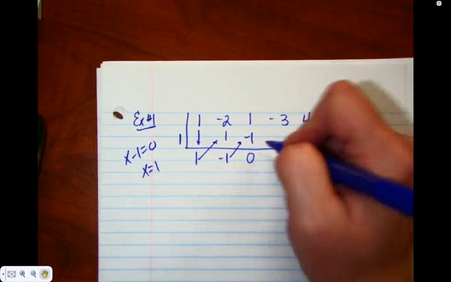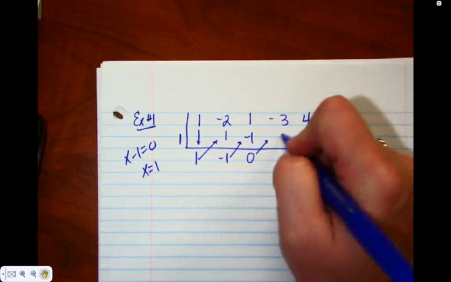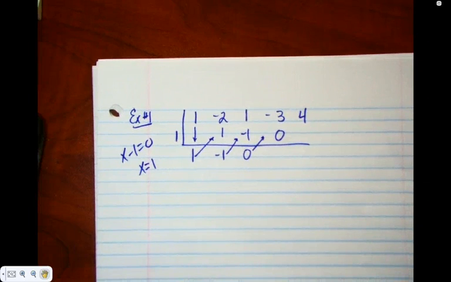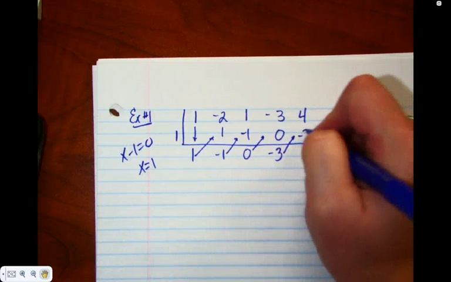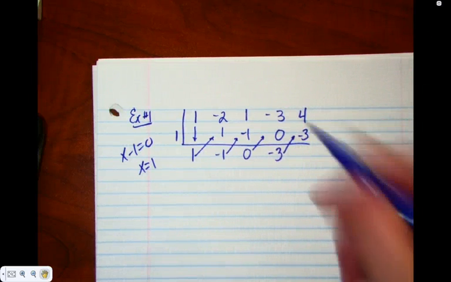Repeat the process. 1 times 0. Add negative 3 plus 0. Repeat the process. 1 times negative 3. Add 4 plus negative 3.